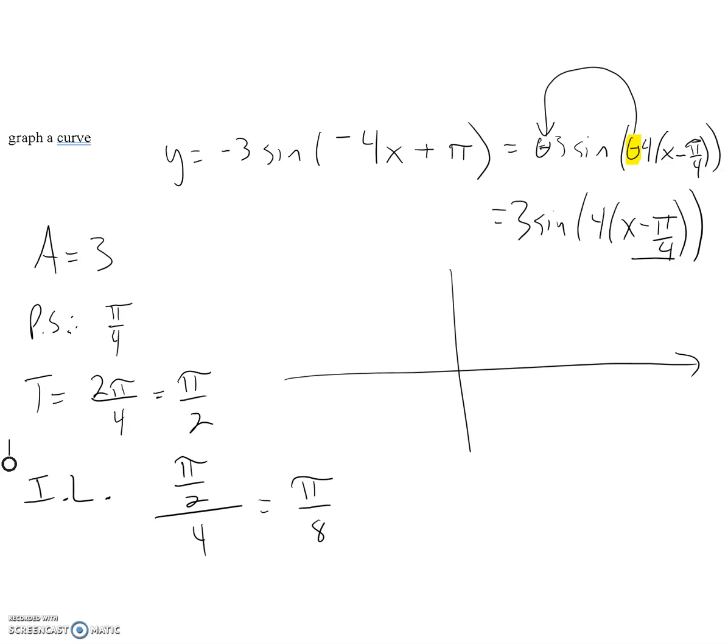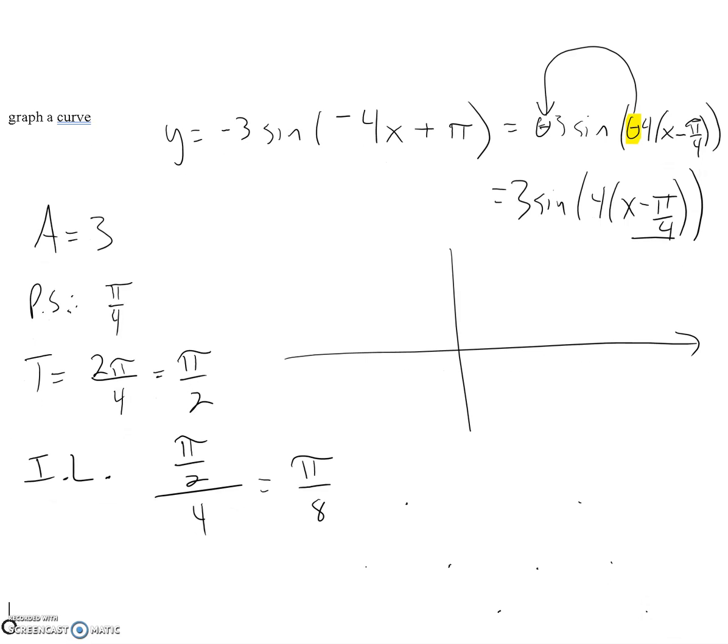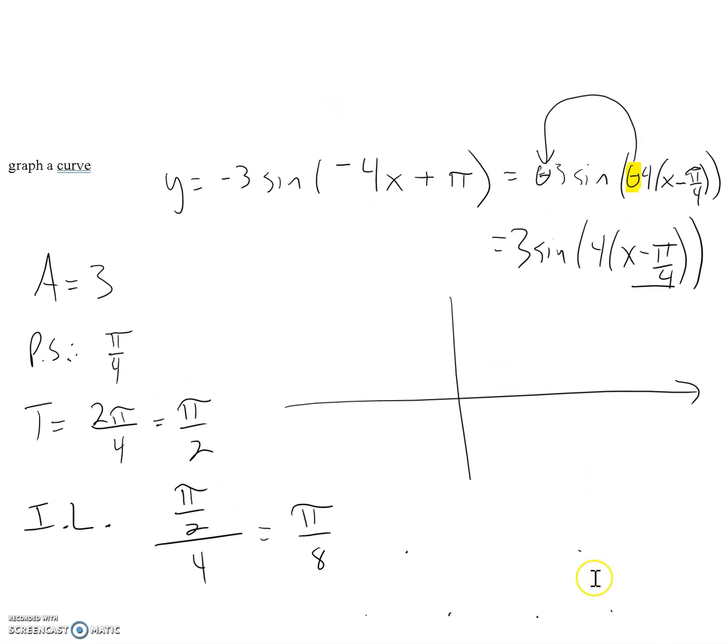Always 4 equal parts, because think about your sine curve. It goes 0, max, 0, min. 0, max, 0, min, right? So the cycle or the period is always broken into 4 equal parts, because you're going to have to label the x-axis here. So I'm going to label those pi over 8, 2 pi over 8, 3 pi over 8, 4 pi over 8, pi over 2, and so on. 5 pi over 8, 6 pi over 8, 3 pi over 4, etc.